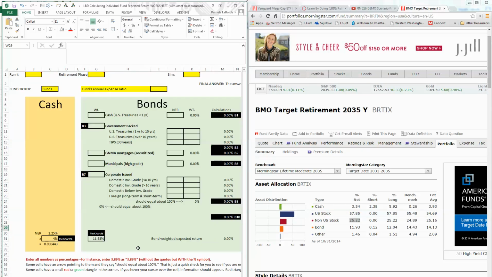I also need to label what run this is. Let's pretend I'm doing this for run number 2, and it's the pre-retirement phase, so you'll just have to make sure to fill all that out. If you might have 2 sims as part of your scenario, put which sim's name this is. And put your ticker symbol. So my ticker symbol is BRTIX.